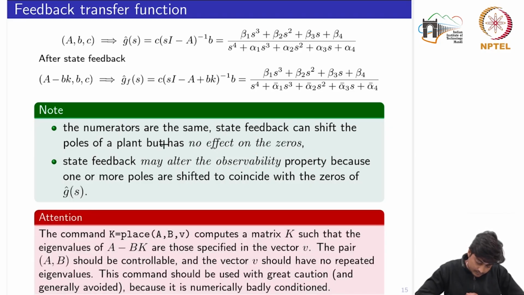Now, if you want to compute the gain K in MATLAB, you can use this command K equals place, where A is the A matrix, B is the B matrix, and V is the vector containing the eigenvalues. Okay, while using this command place, the AB pair should be controllable, and the vector V should have no repeated eigenvalues. Okay, now this command should be used with great caution, and generally avoid this command because it is numerically badly conditioned. Okay.